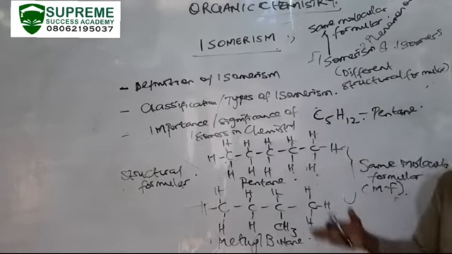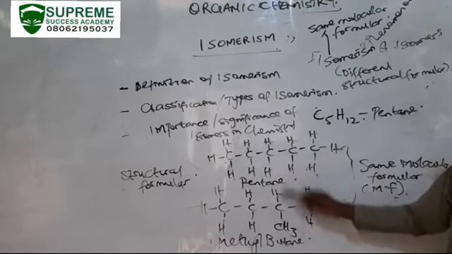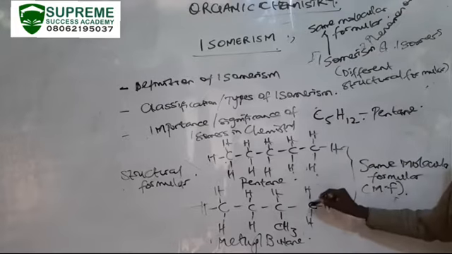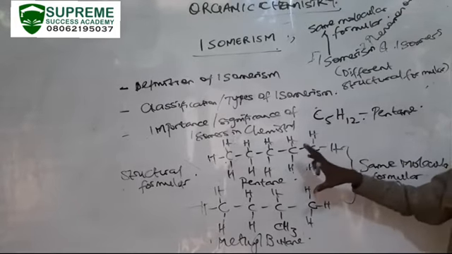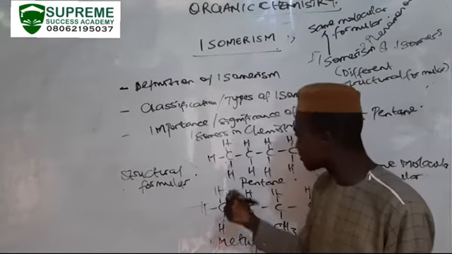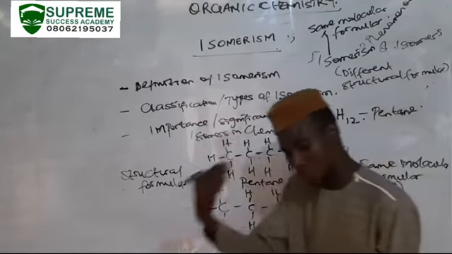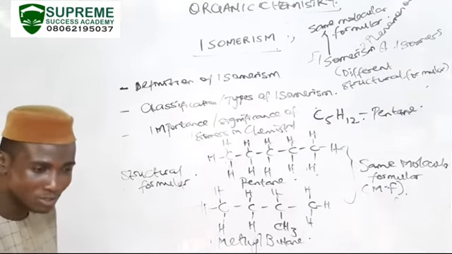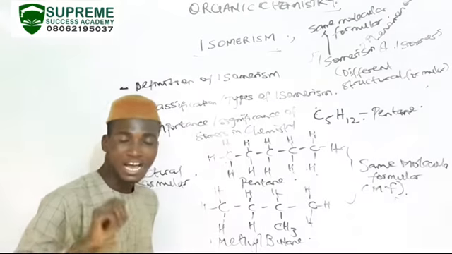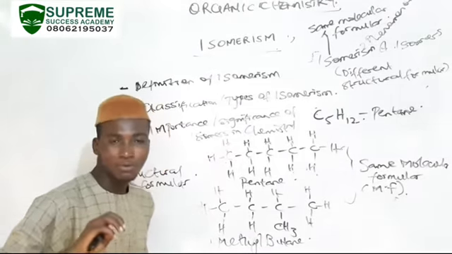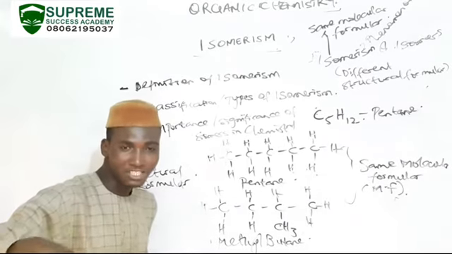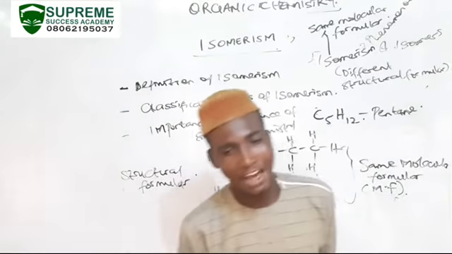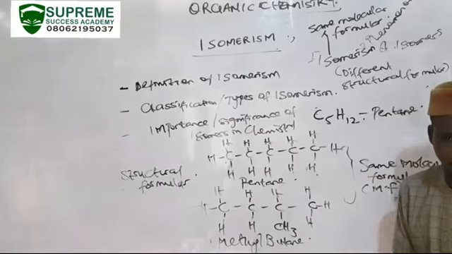But the phenomenon, the process, the reason why they have the same molecular formula and different structural formula is what we refer to as isomerism. So isomerism is the phenomenon, while isomers are the compounds. So isomerism is the phenomenon whereby 2 or more chemical compounds have the same molecular formula but different structural arrangement of atoms. Now, there are different reasons why the structural arrangement of atoms can differ.